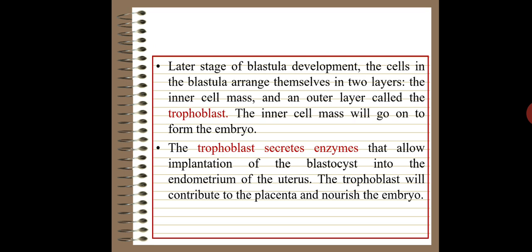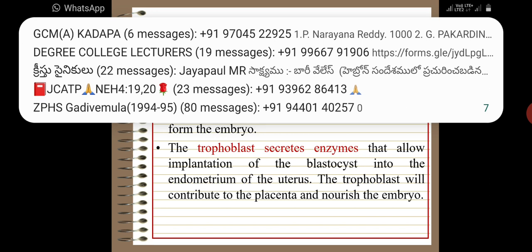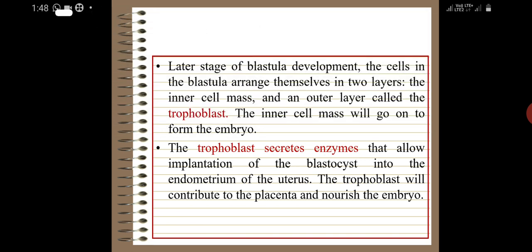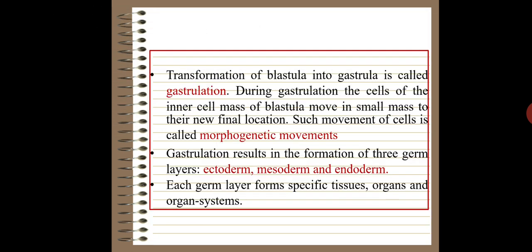In later stages of blastula development, the cells in the blastula arrange themselves in two layers: the inner cell mass and an outer layer called the trophoblast. The inner cell mass will go on to form the embryo, and the outer cell layer, the trophoblast, secretes some enzymes which are helpful for implantation. The trophoblastic cells also contribute to the formation of the placenta and the nourishment of the embryo.